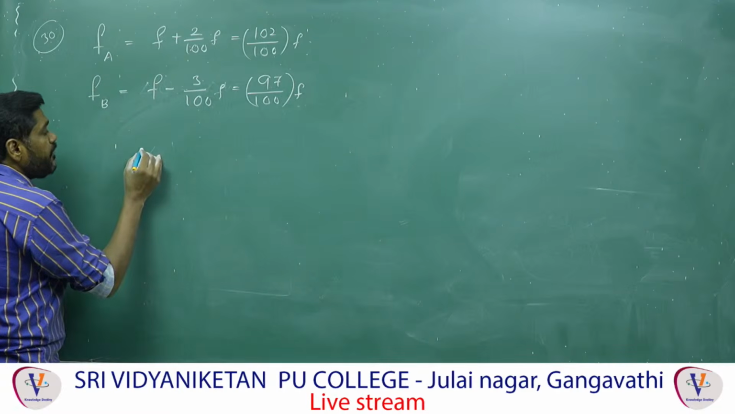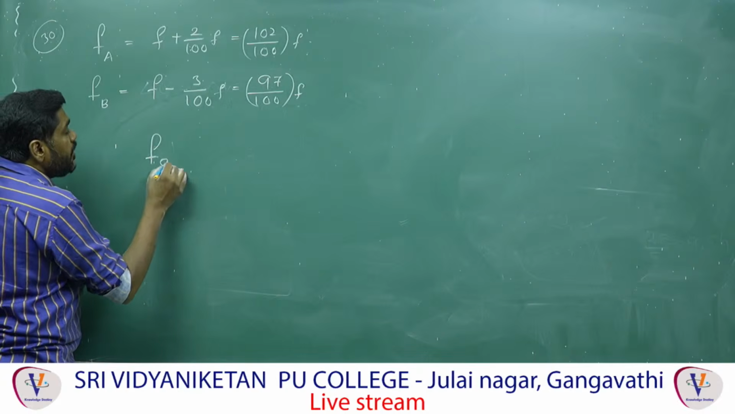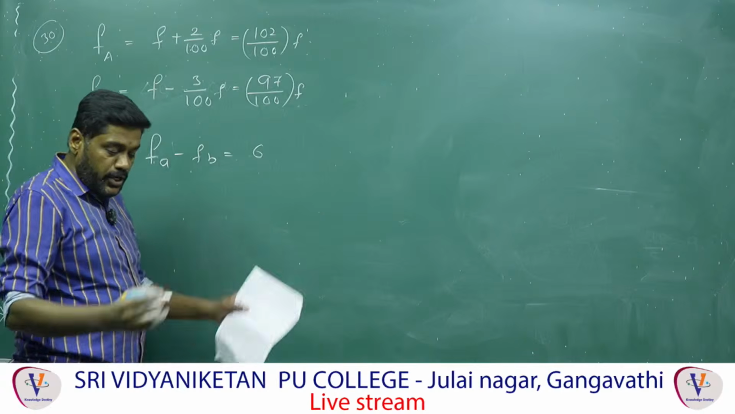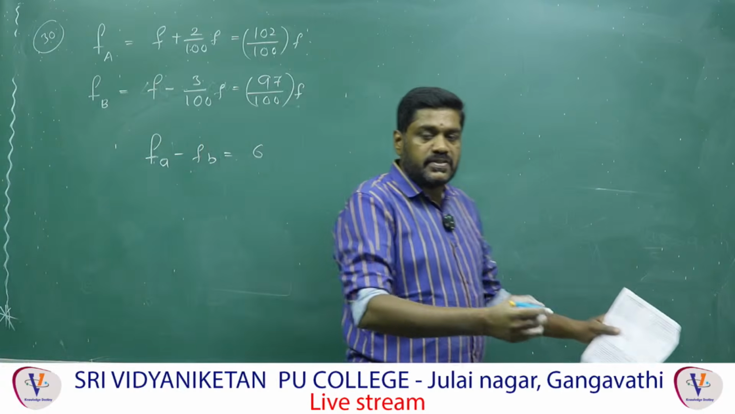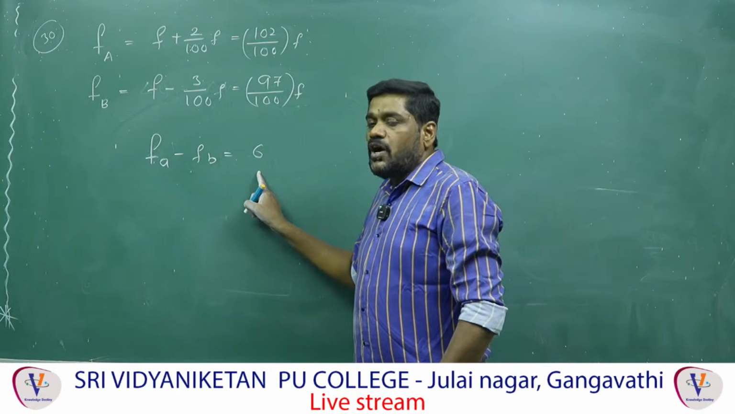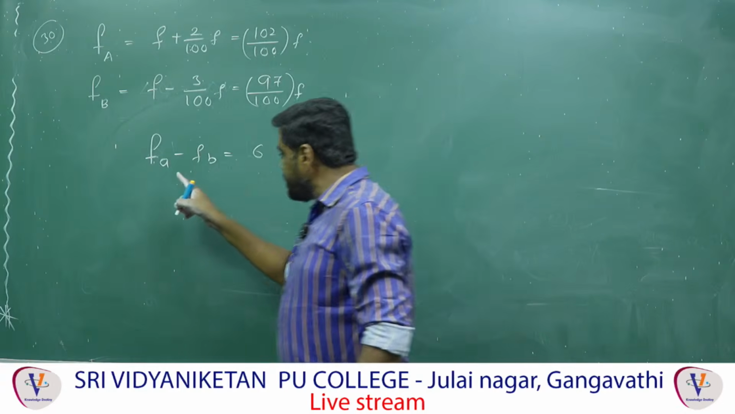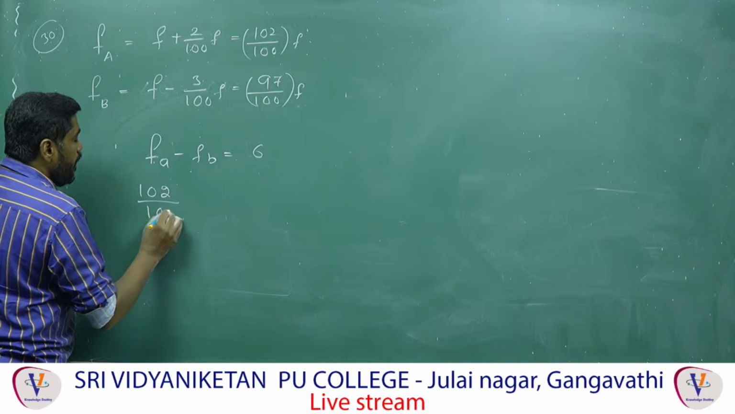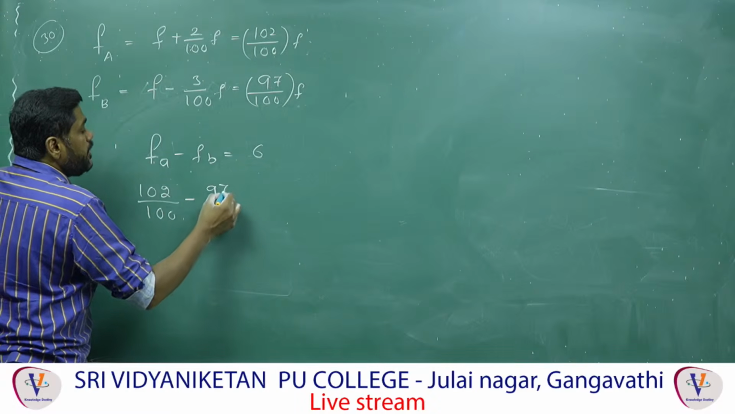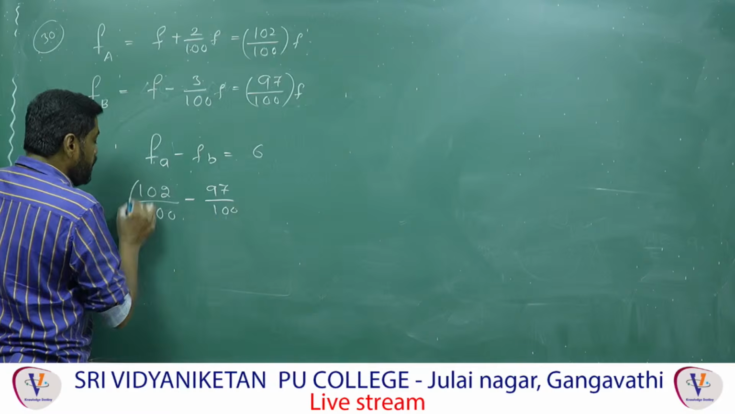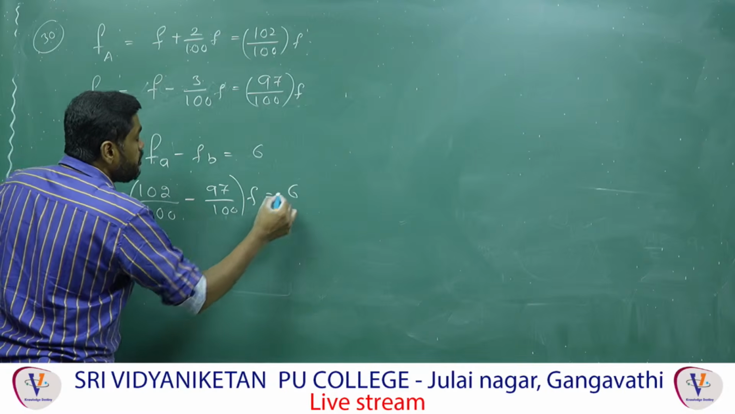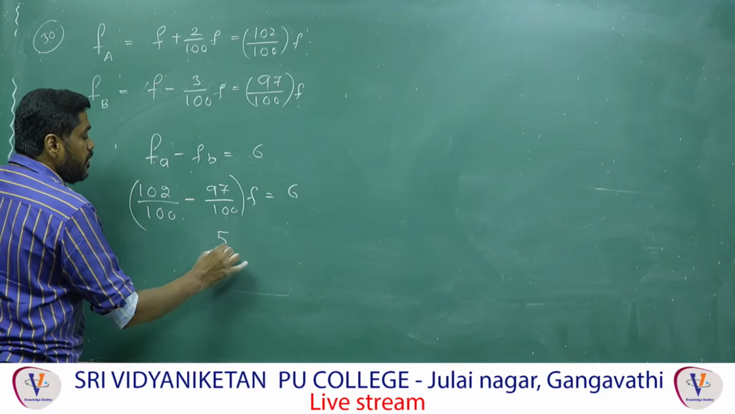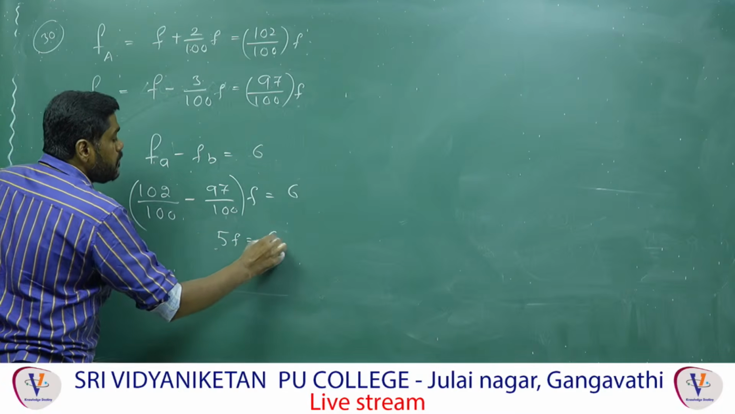Therefore, they have given the beat frequency: FA minus FB is equal to 6 beats per second. When you tune the first tuning fork with the second, 6 beats per second are formed, and you substitute there to get the F value. So 102 by 100 minus 97 by 100, F is common, is equal to 6. Therefore 102 minus 97 means 5F is equal to 600.